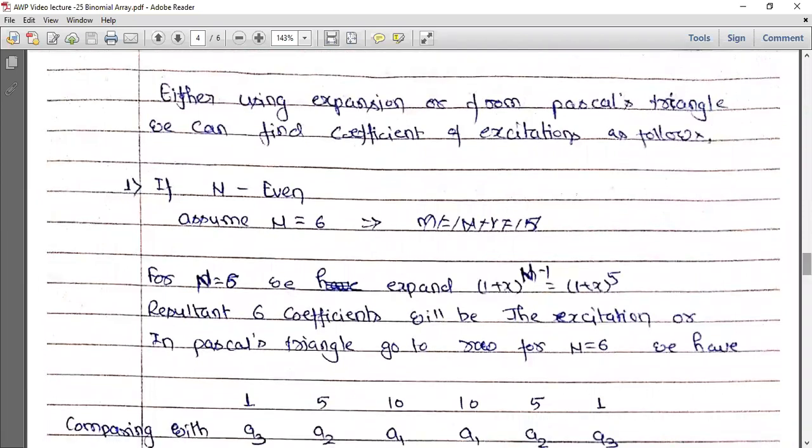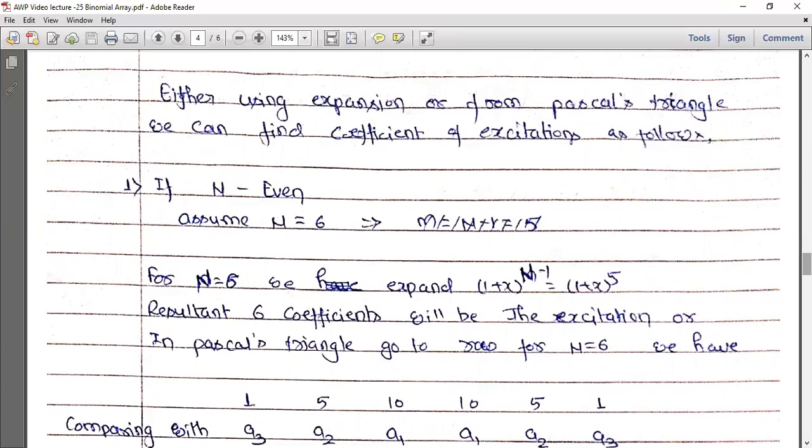So either using expansion or from Pascal's triangle, we can find the coefficients of the expansion of (1 + x)^(n-1), where n is the number of elements in the antenna array. The coefficients of the terms in (1 + x)^(n-1), in sequential order, are considered as the excitation provided to the elements in the antenna.